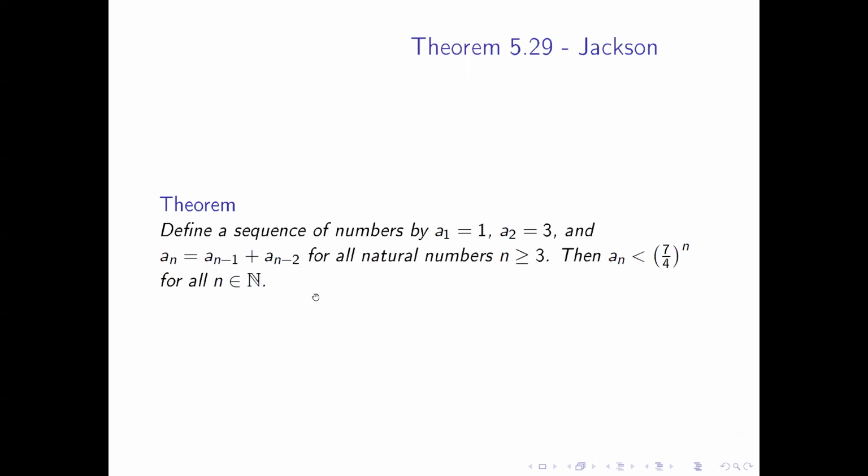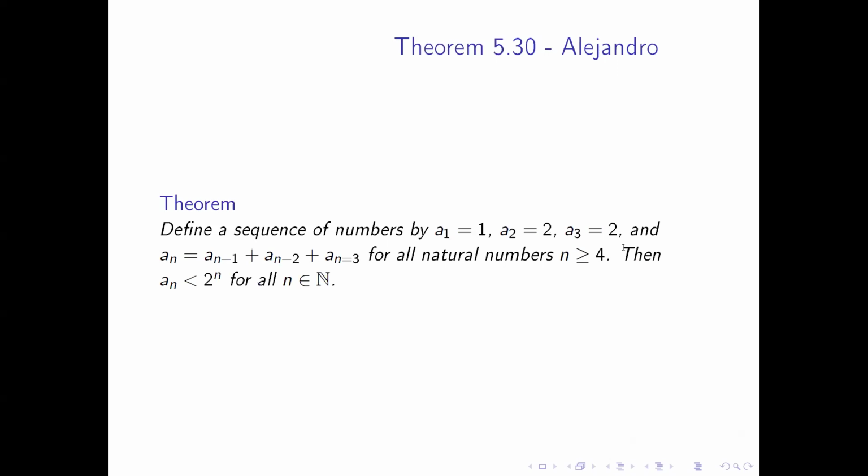Jackson, we'll give you this one, which only has 2 terms, A1 and A2. But this time we're showing, and I know we already know what the formula is, but don't worry about that. I'm showing this is always smaller than 7/4 to the n. That is my claim, is that that's smaller than 7/4 over n. So it's an inequality. You have to use that to your advantage.